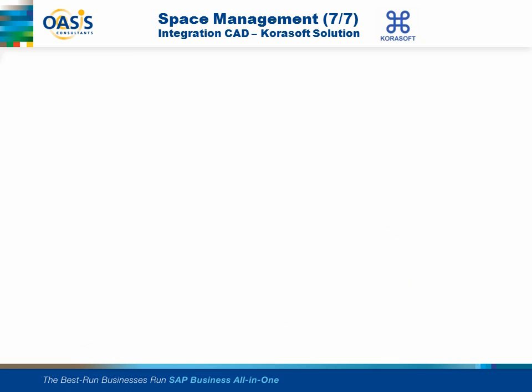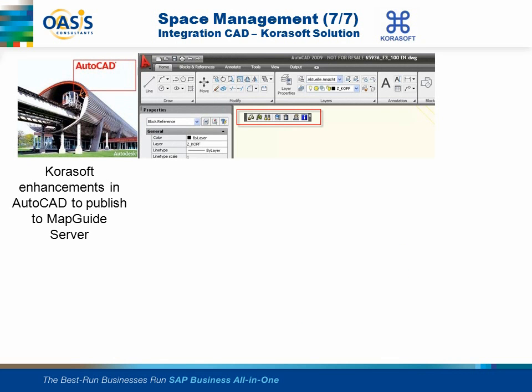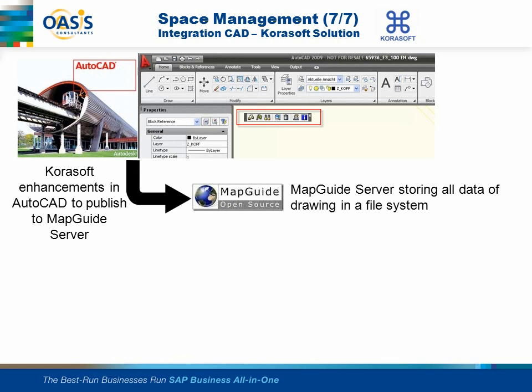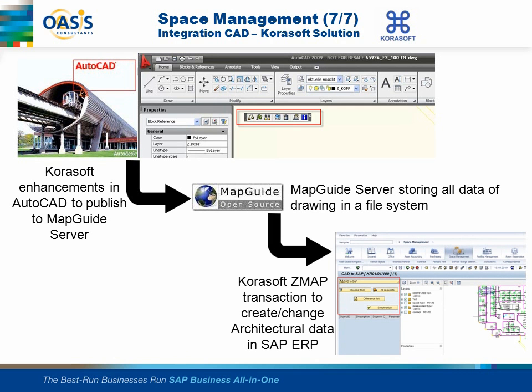How is that done? Well, basically you have an additional add-on in SAP. It's called Corasoft, and Corasoft is just converting the data of the AutoCAD into a readable format for SAP. So you see here, Corasoft changes via AutoCAD are published into a MapGuide server. That MapGuide will then store all that information into a file system, and finally will map it into the architectural view of SAP in real estate.